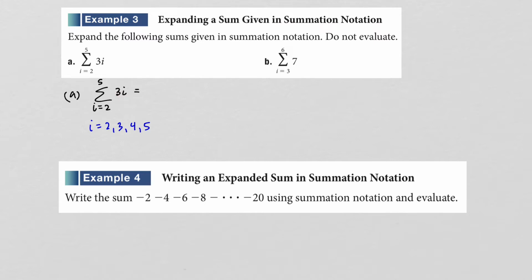So the first term, when you let i equal 2, you plug that in. That's going to be 3 times 2, plus the second term will be i equals 3. So that's 3 times 3. Next term will be i equals 4, which is 3 times 4. And finally, we end with i equals 5, which gives us 3 times 5. And if you add these up, you have 6 plus 9 plus 12 plus 15. And if you do the math on that, you get 42.